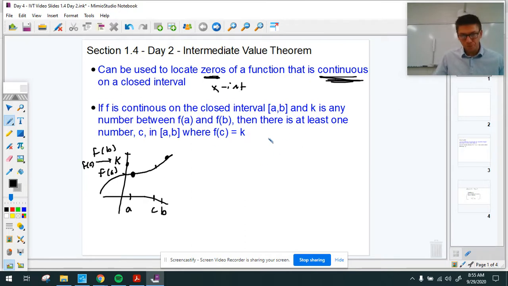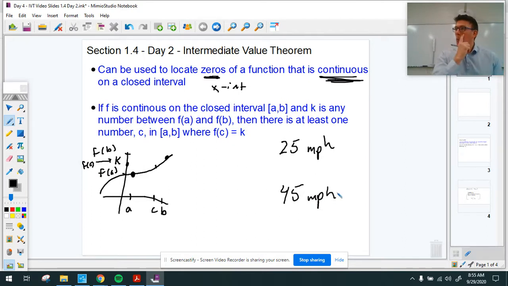Let's say, for example, you're driving your car. At one moment in time you are going 25 miles per hour. Then a few seconds later, you are traveling at 45 miles per hour. Doesn't that mean at some point in that window of time you had to go 30 miles per hour? Yes, you have to pass through it. So that's what's being stated here. If it's a continuous amount of time and a continuous velocity, it has to go through 30.